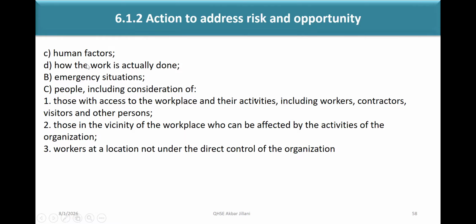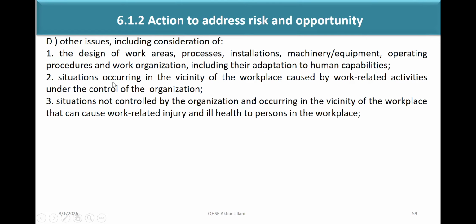Human factors, how the work is actually done, emergency situations. Now, people, including consideration of those with access to the workplace in these activities, including workers, contractors, visitors, and other persons. Those in the vicinity of the workplace who can be affected by the activities of the organization. Workers at a location not under the direct control of the organization.